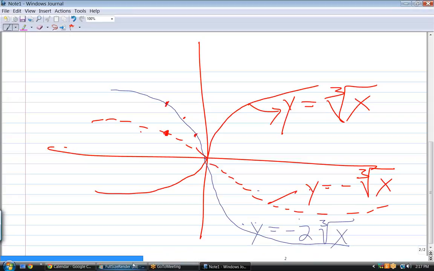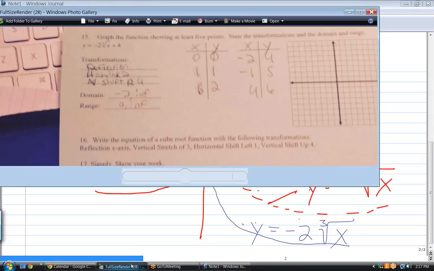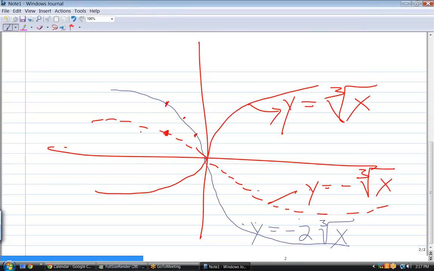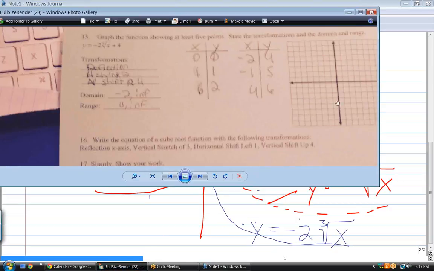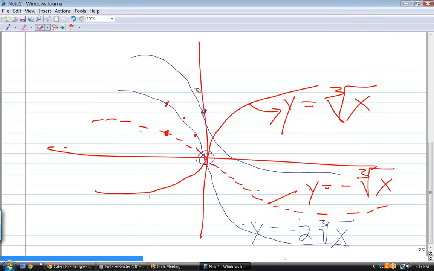And finally, the last thing that they're doing is shifting it 4 up. So all that means is take this point right here, move it up 4 to there, and you have something that looks like this. I think it's helpful to do each of those transformations separately, just so you can see the effect of all of them. So the curve that they want you to draw in here should look something like that, the solid blue line at the top.